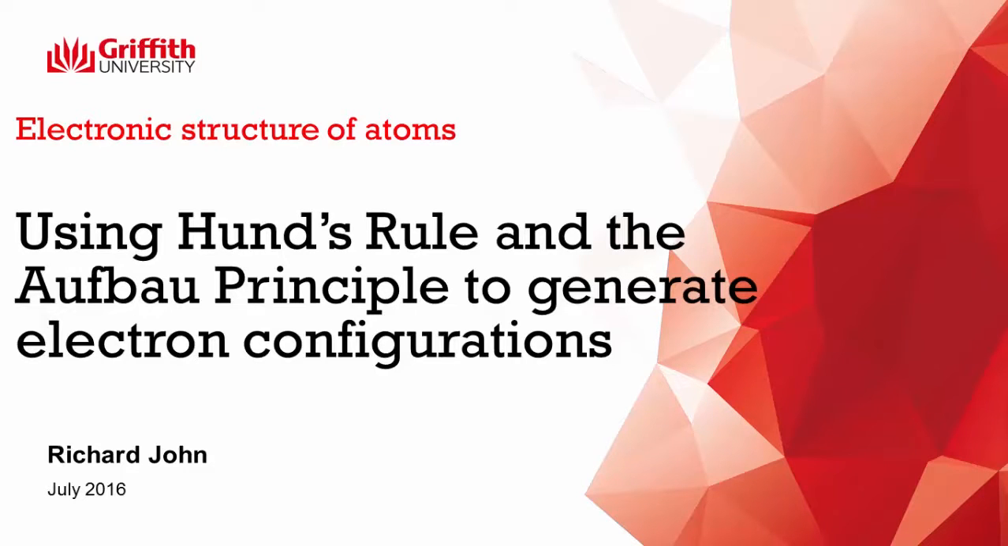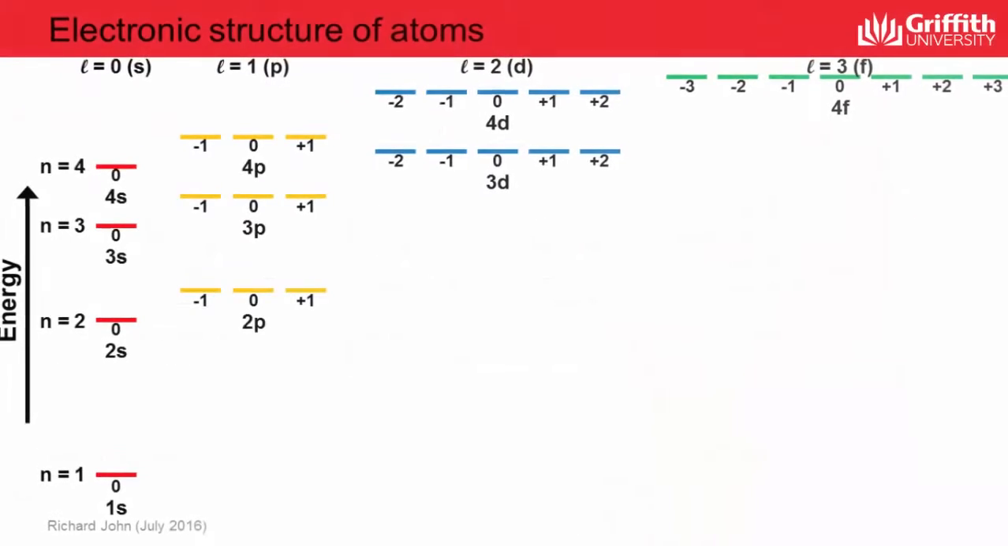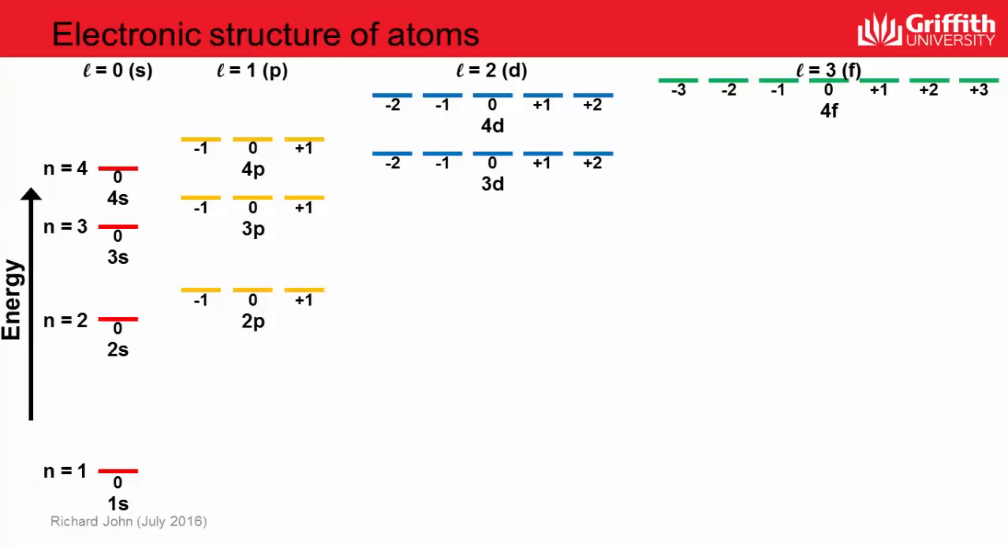In this video, we use Hund's rule and the Aufbau principle to generate electron configurations for atoms containing a large number of electrons, and we also introduce the idea of a condensed form of an electron configuration. Now this here is the general orbital diagram for a multi-electron atom, which basically includes all elements except for hydrogen.